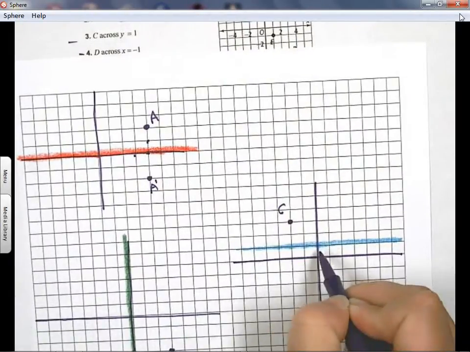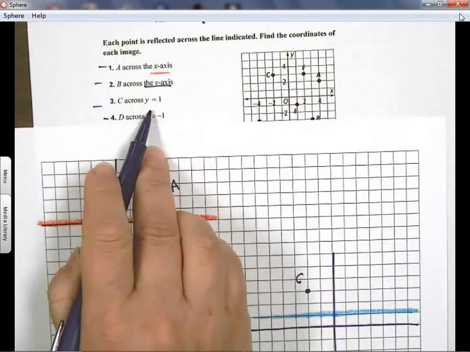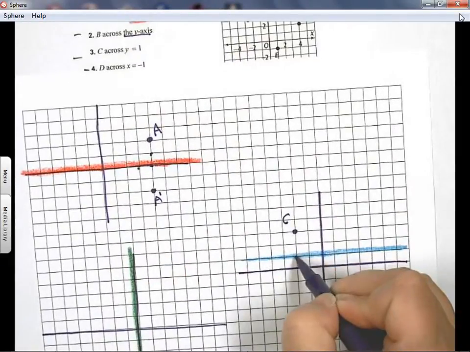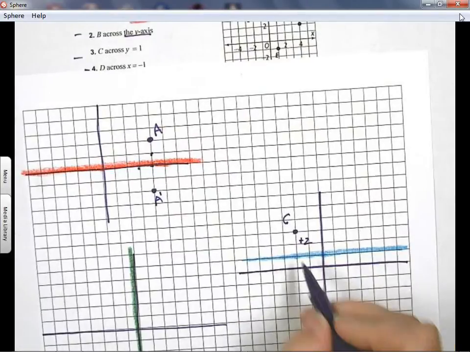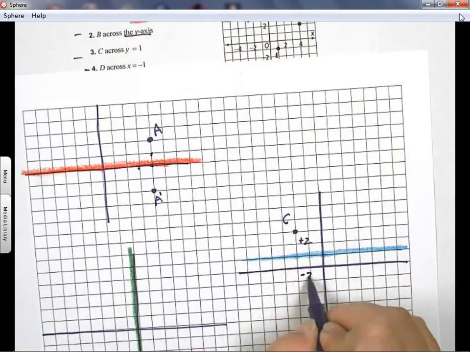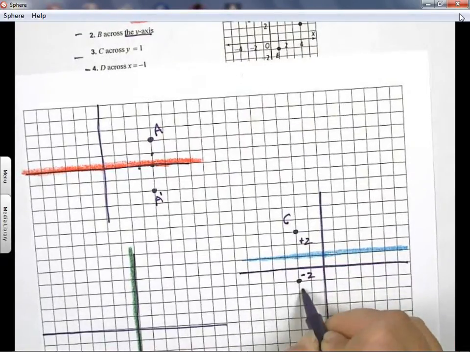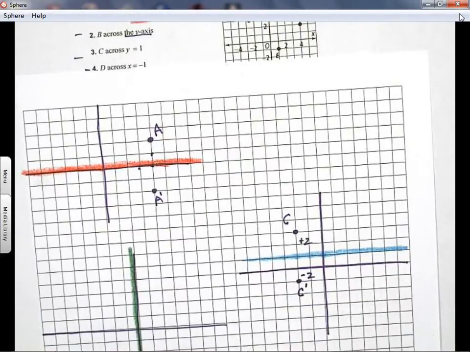So from that place where I am reflecting across, I'm going to count. How far up is it? 1, 2. So this is up 2. So in order for me to reflect, I've got to go down 2. And that is C image. So I hope that makes a little more sense for you.